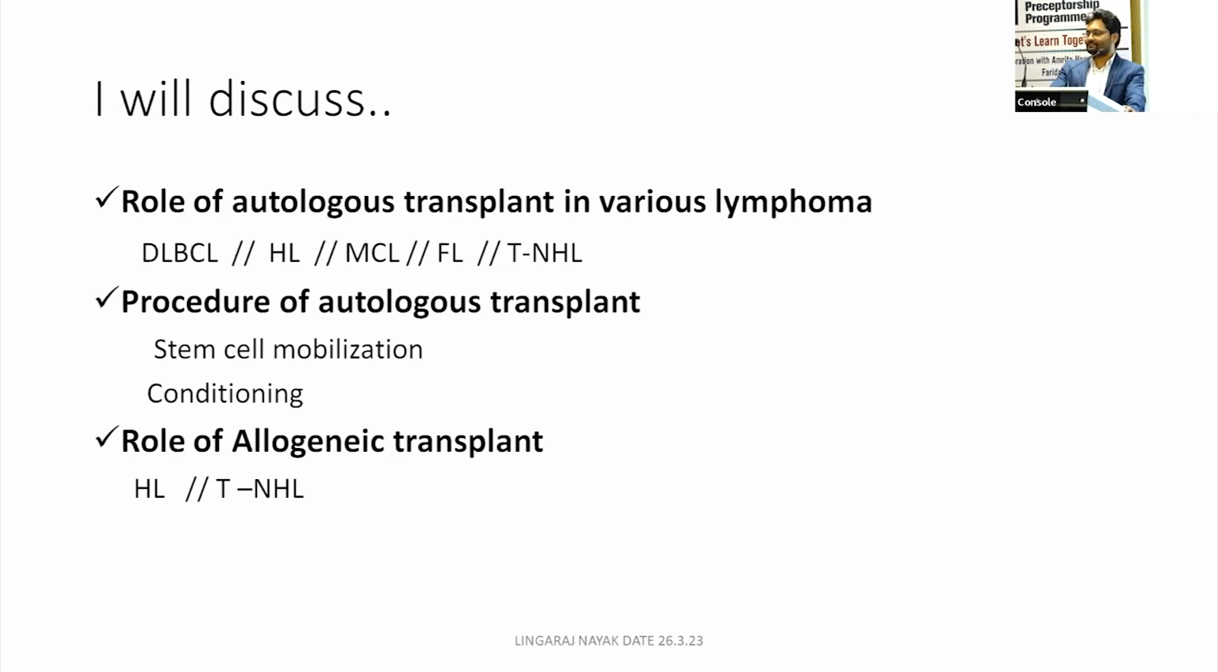So what I will discuss is the role of auto transplant in various lymphomas, and I will focus mostly on the ones which are commonly done. Then a bit of autologous stem cell transplant procedures, stem cell mobilization and conditioning, and then the role of allogeneic stem cell transplant, which is mostly in Hodgkin's and T-NHL. I will not discuss situations where we usually don't do allogeneic stem cell transplant. You may find published data, but there is hardly any center which does an allogeneic stem cell transplant for relapsed refractory DLBCL, right? So we'll discuss what is practical.